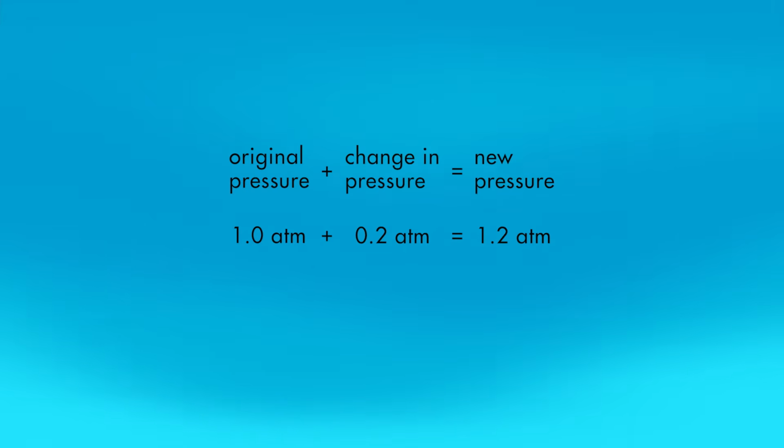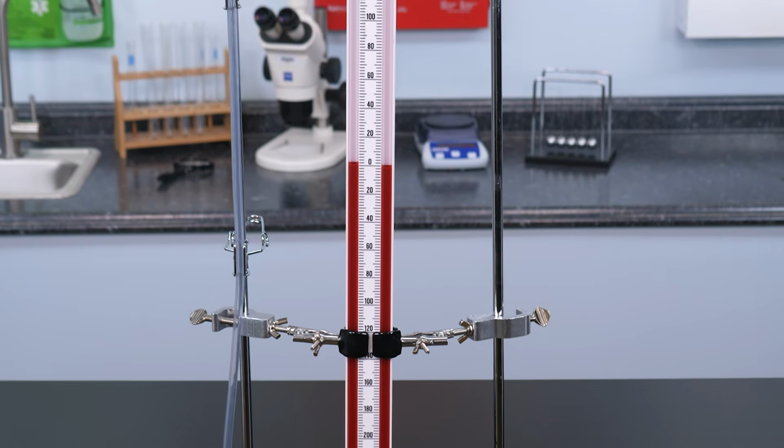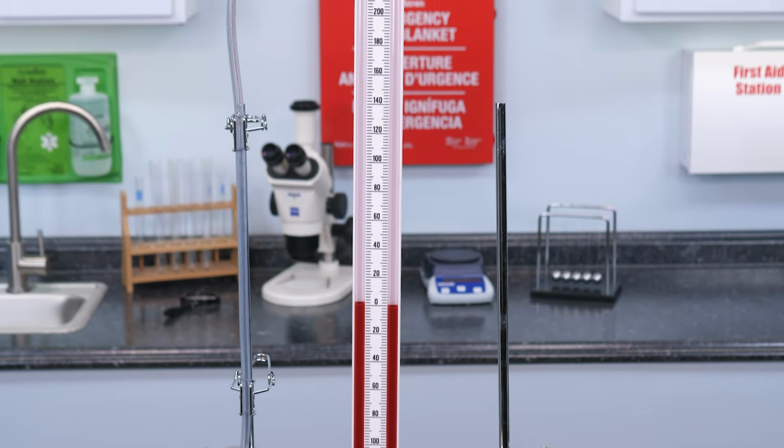What happens if the pressure decreases? A decrease in pressure is a negative change. So, if the original pressure was 1 atmosphere and the pressure decreased by 0.2 atmospheres, we know that the new pressure is 0.8 atmospheres.